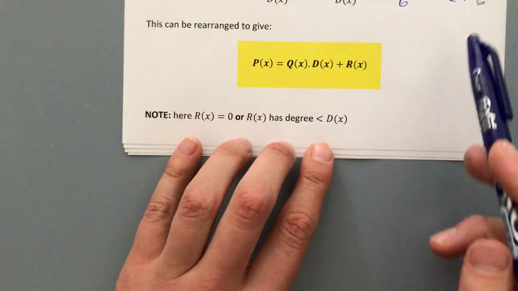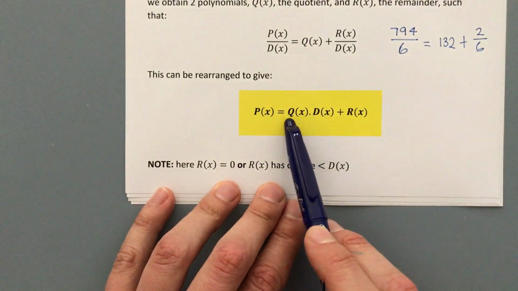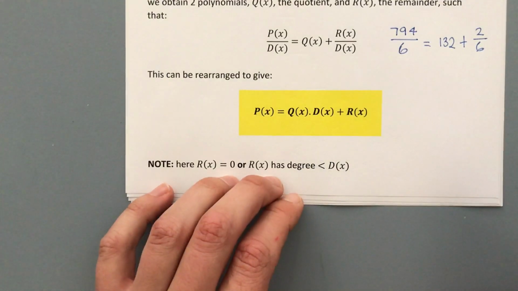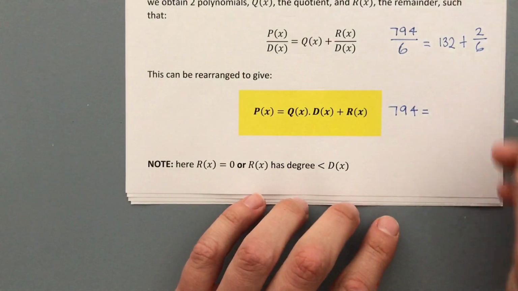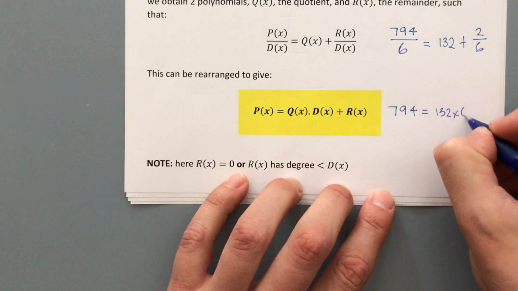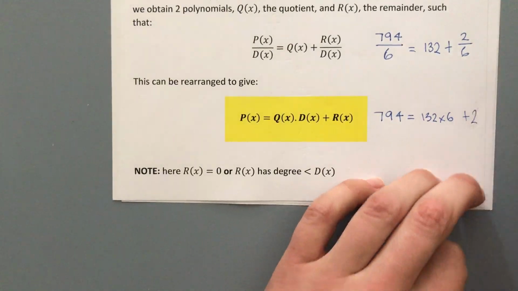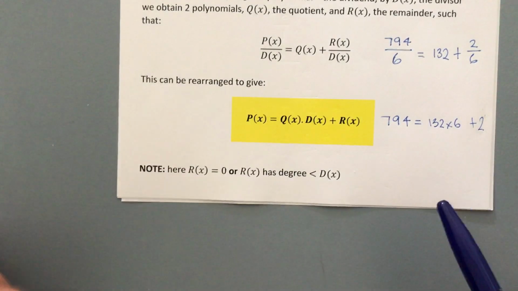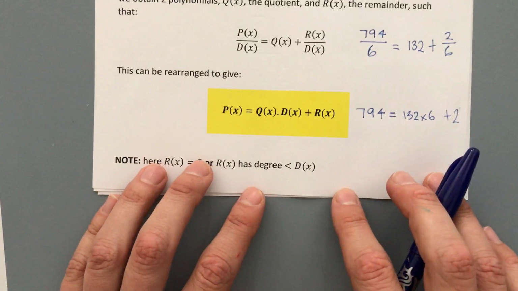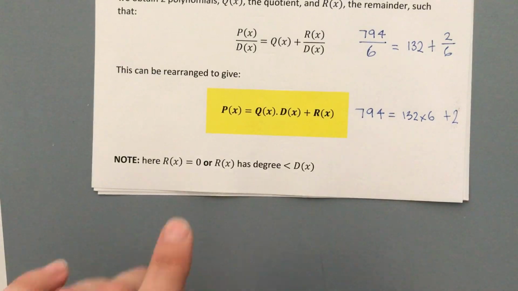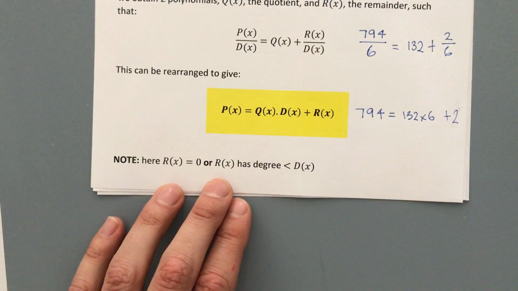The other thing you can take from this is that it can be transposed and rearranged so that the polynomial function is equal to the quotient multiplied by the divisor plus the remainder. Looking at that with the numbers we just calculated, 794 is equal to 132 times 6 plus 2. If you work out 132 times 6, it gives you 792. Adding on 2 gives you your 794. So when you're looking at these solutions, the original polynomial that you start with should be equal to your quotient multiplied by your divisor plus the remainder.